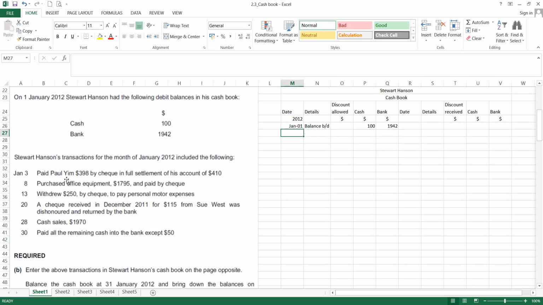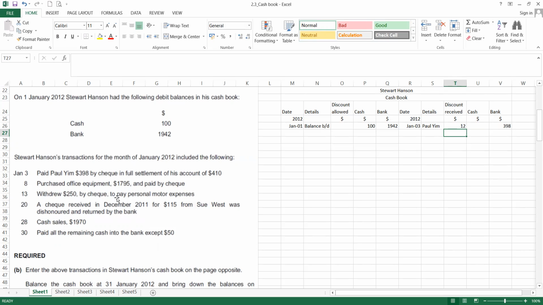January 3rd, pay Paul Yim 398 by cheque in full settlement of his account. So here in 2012, on January 3rd, payment to Paul. The amount that we pay by cheque means bank account, 398. But they say full settlement, 410. So actually they want us to calculate discount received. So discount received is 410 minus 398.